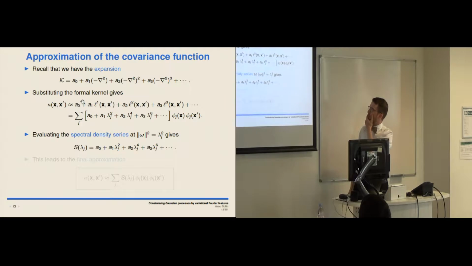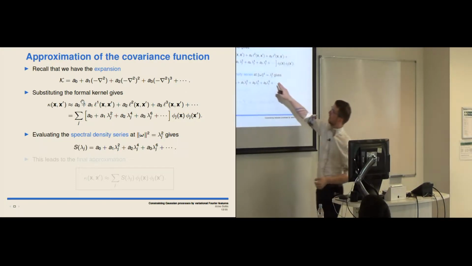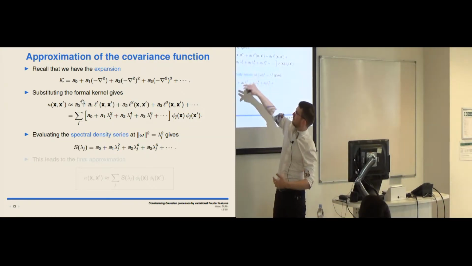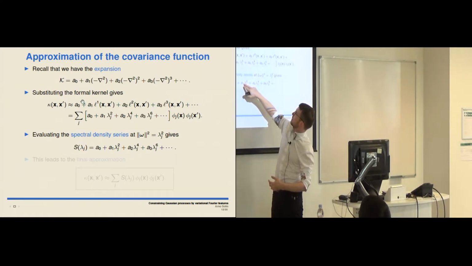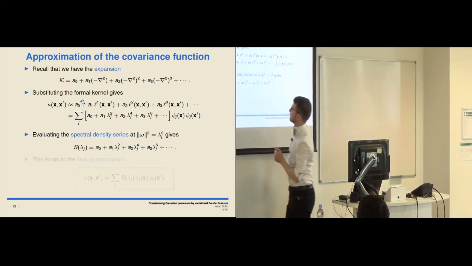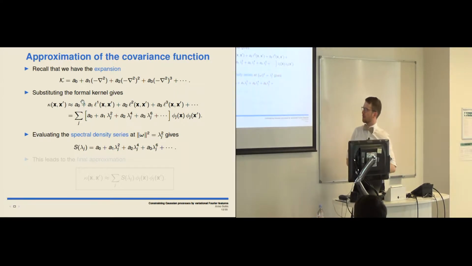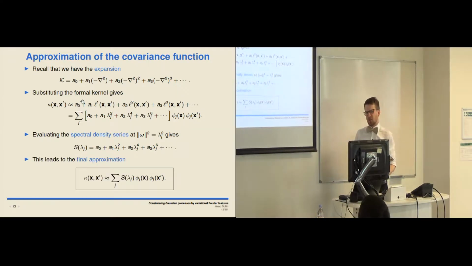And now if you evaluate the spectral density corresponding to the original covariance function, and then plug in, this was on the first slide, you plug in this here, then you can actually come up with a quite simple approximation for your covariance function.